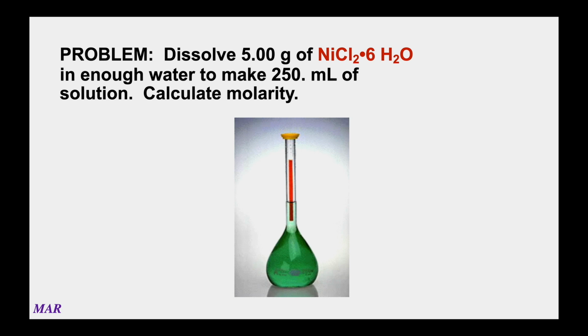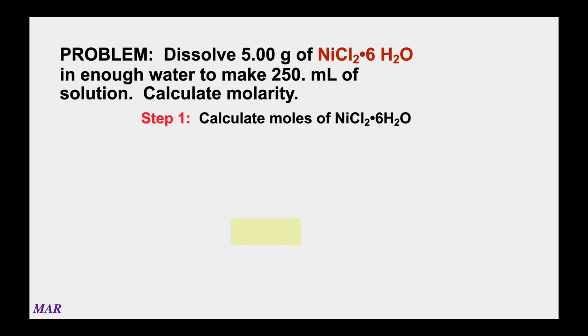Notice that they filled it up to that little line on the volumetric flask, that piece of glassware. That means you add enough water to make 250 milliliters of solution. The total volume, if you will, is 250. And most of that will be from water, but there, of course, will be a little solute as well. To do these kinds of problems, you've got to have moles of solute and liters of solution. So let's turn the 5 grams of nickel(II) chloride hexahydrate into moles.